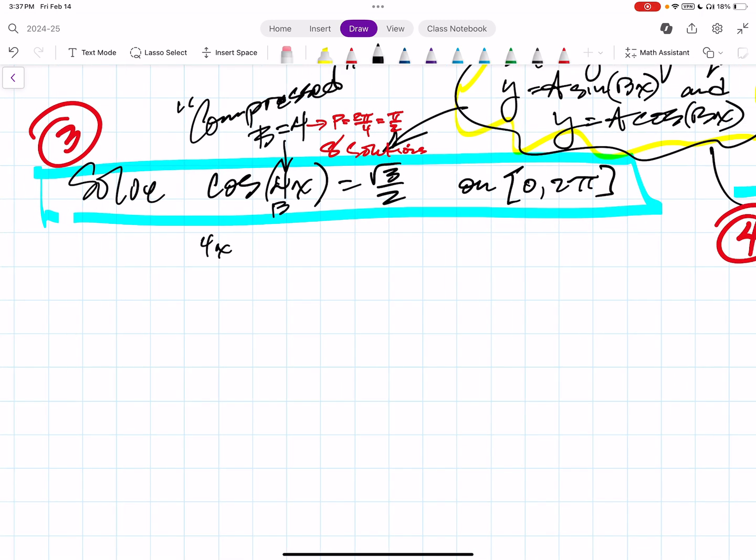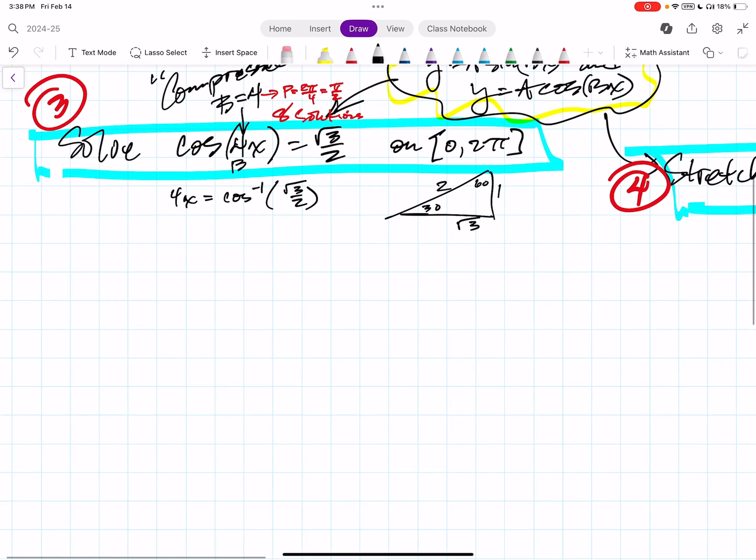So now we do that. 4x is equal to the inverse cosine of root 3 over 2. Again, we're dealing with the 30, 60, 90 triangle, so let's draw one: 30, 60, 90, with sides 2, 1, root 3. Just by looking at this little triangle, we know that the cosine of pi over 6 is equal to root 3 over 2. This is from SOHCAHTOA.